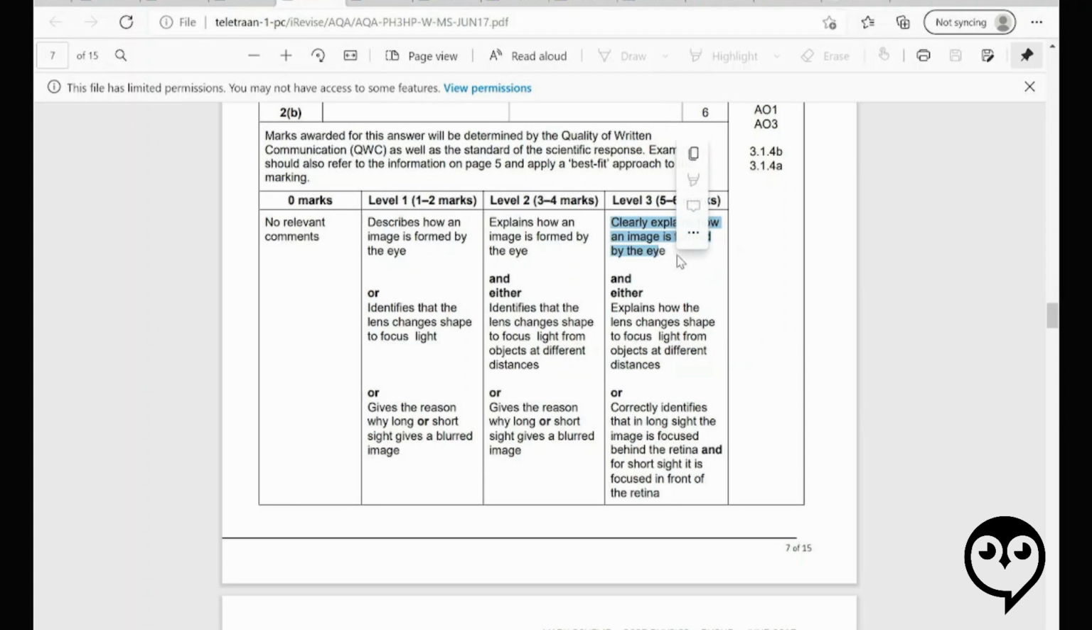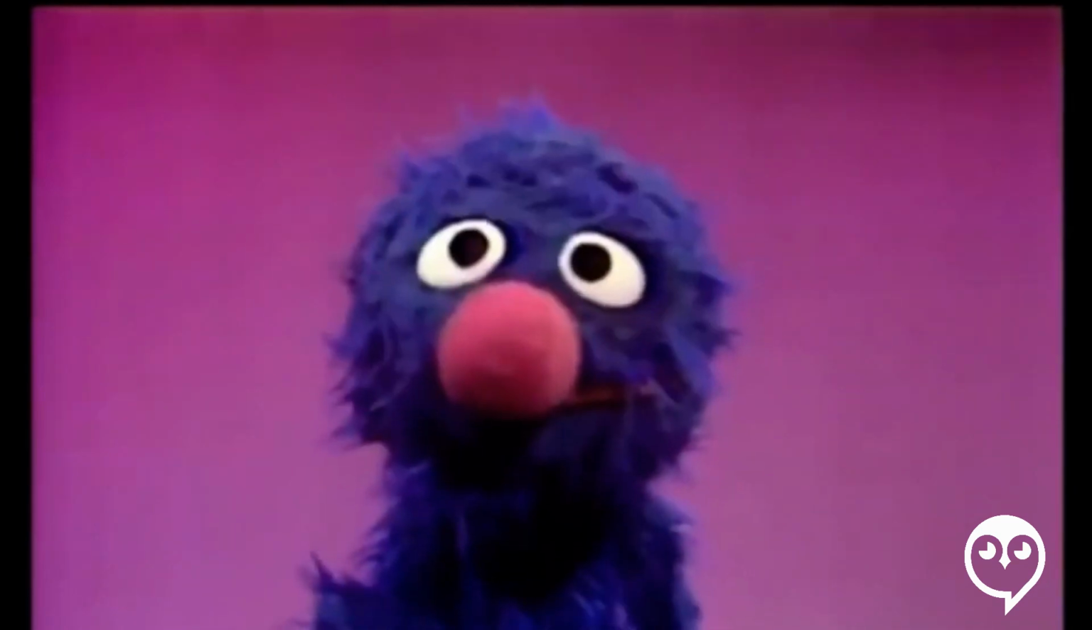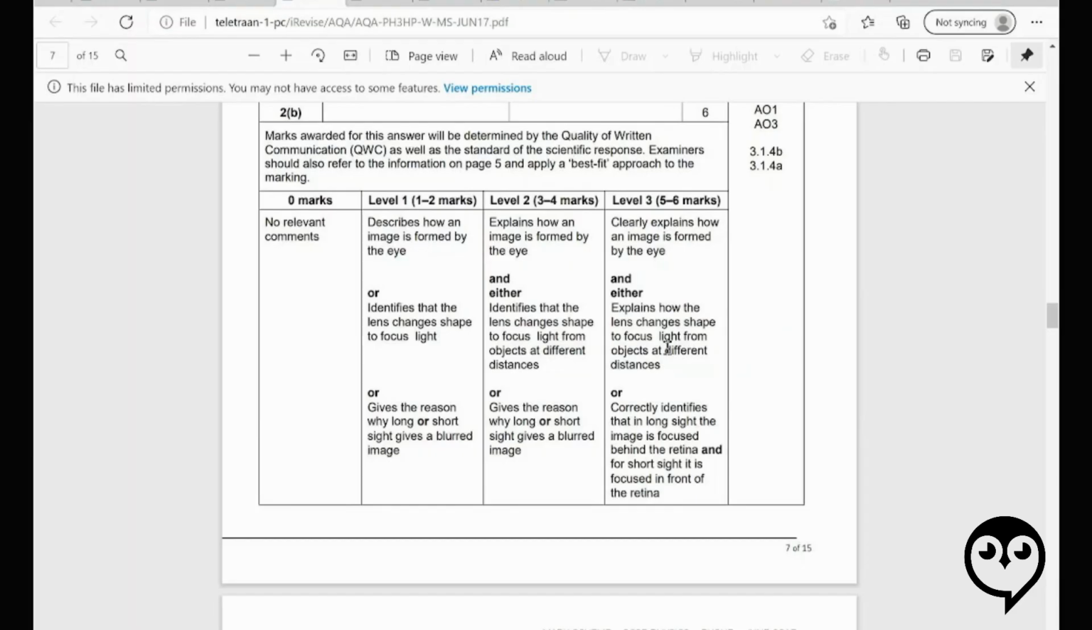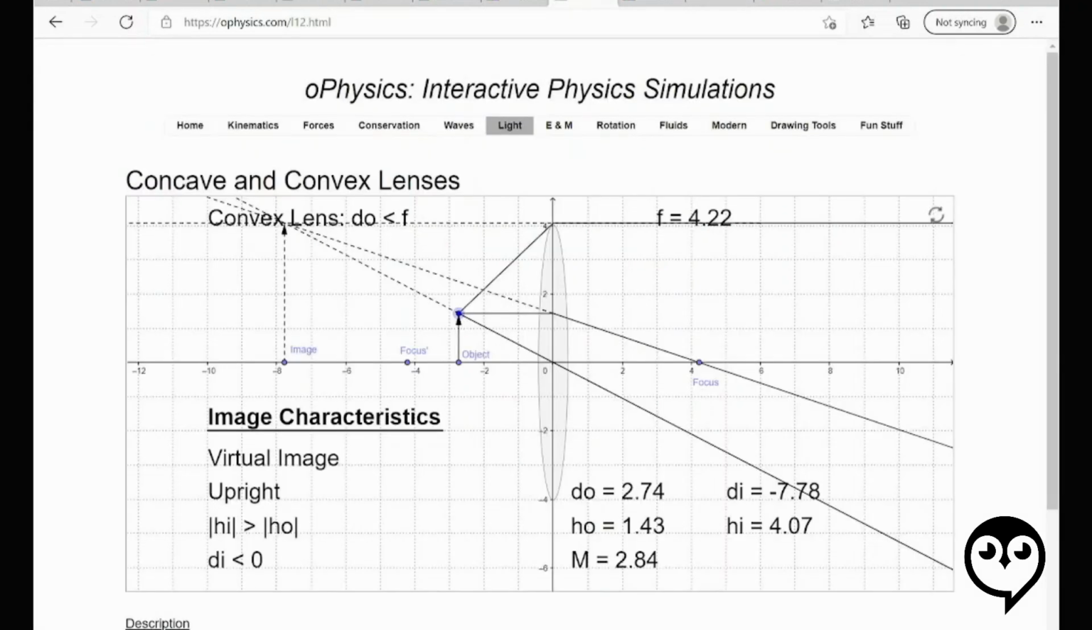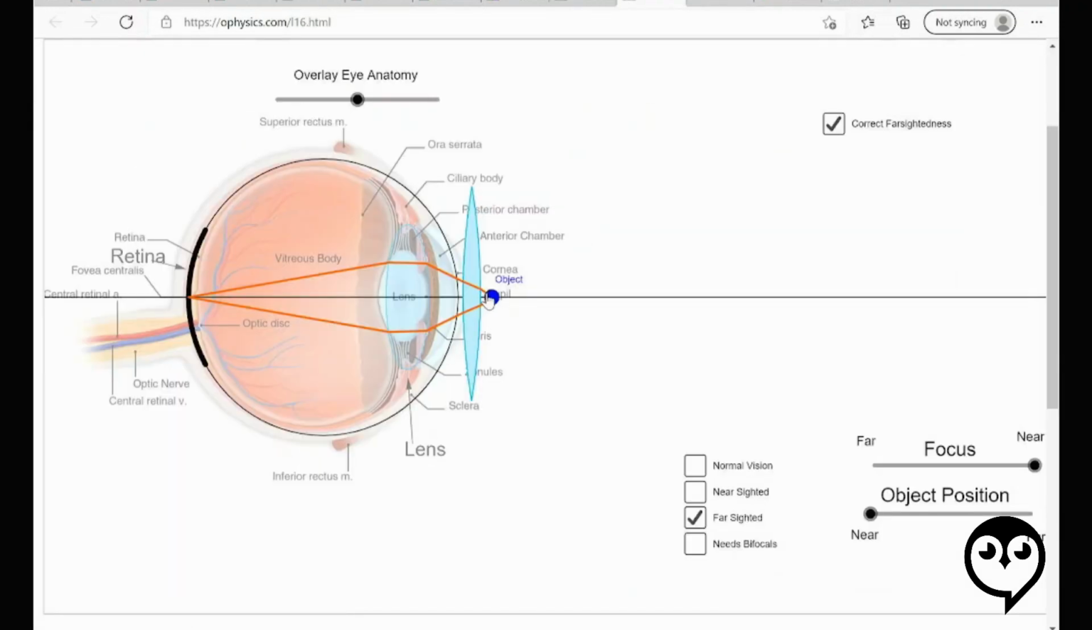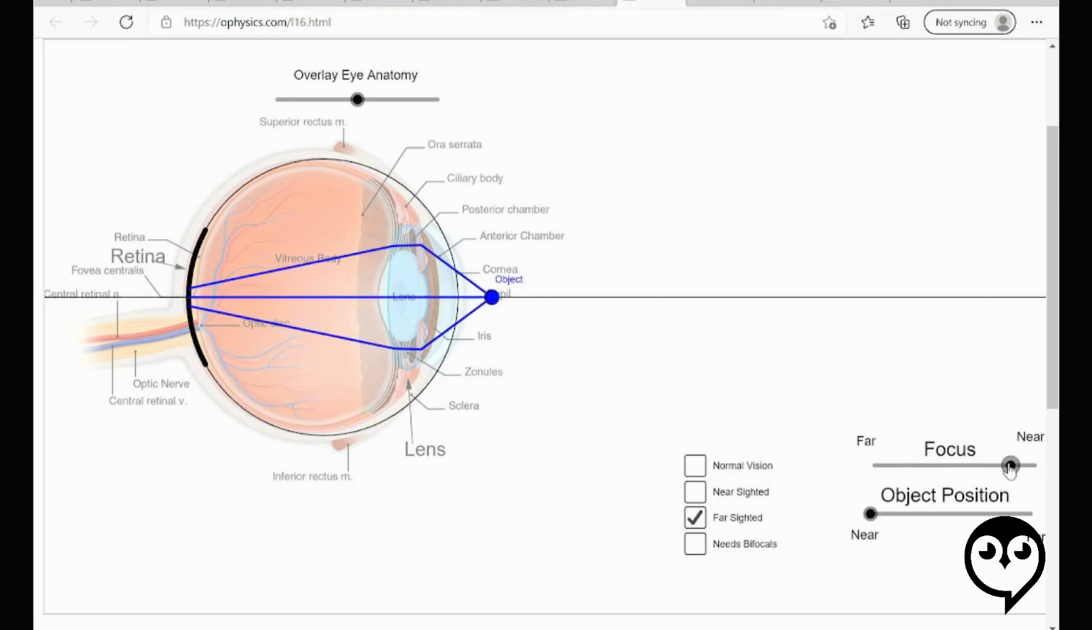which is what we talked about, and either explain how the lens changes shape to focus the light in the different situations, of being near or far. Looking at objects from far away and close up. We haven't quite done that, but we could explain and say, hey, look at the shape of the lens when I change my focus from near to far.